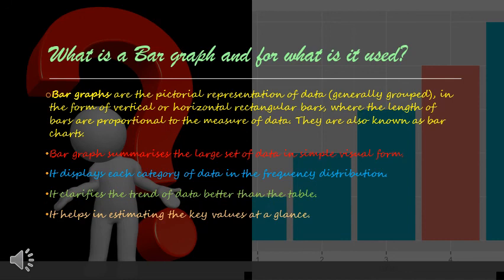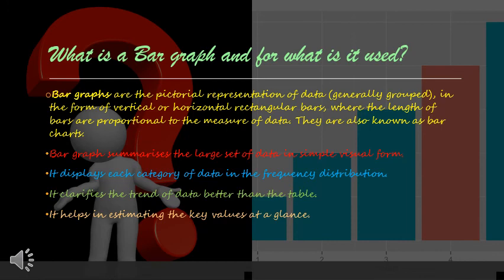What is a bar graph and what is it used for? Bar graphs are the pictorial representation of data, generally grouped in the form of vertical and/or horizontal rectangular bars, where the length of the bars is proportional to the measures of the data. They are also known as bar charts.